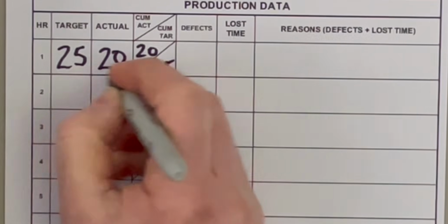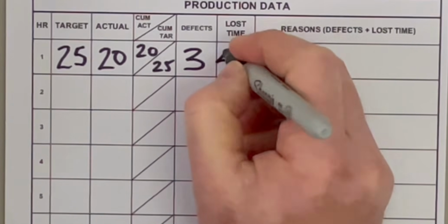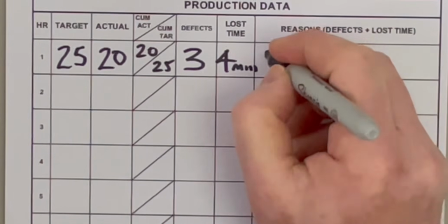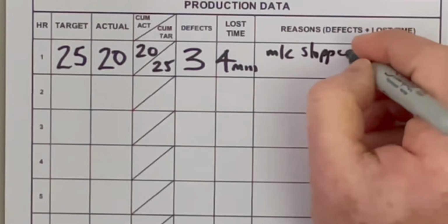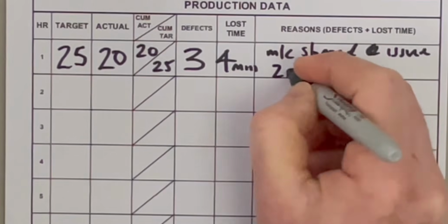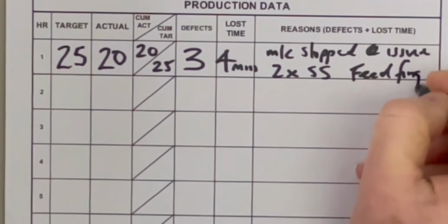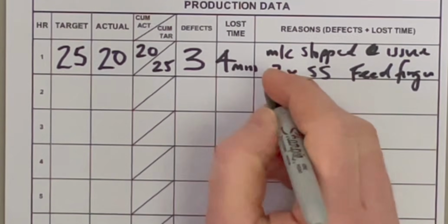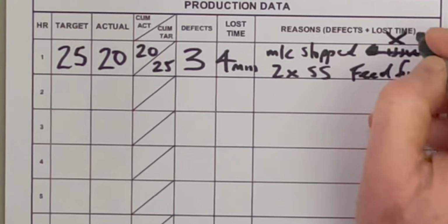There must have been some issues then because there's a gap. So I report 3 defects and we lost 4 minutes as well as the defects. In terms of reasons, which is really important, I reported the machine stopped because of a quality issue, okay? And we had 2 times short stops for feed fingers. Now, this is a good explanation, that's fine. That explains the 2 to 4 minutes of lost time. This is too vague. Quality issue is too vague. There needs to be something specific written there.